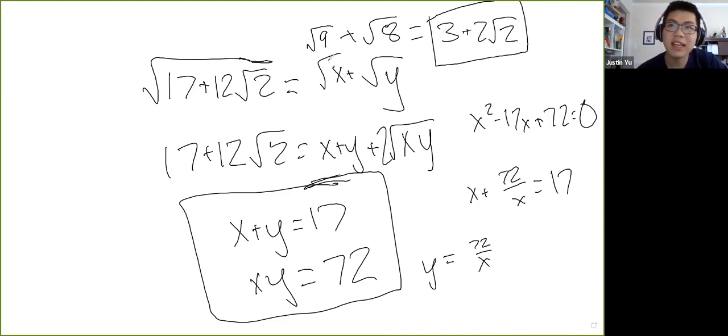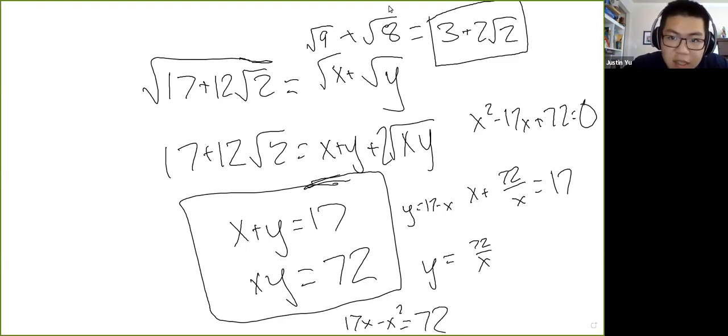I could also do y equals 17 minus x. Great comments. Yeah, there's another substitution that we could do. Y equals 17 minus x. And then we plug that into here. We get 17x minus x squared equals 72. And that's cool. All right, so that's enough review for now. Let's get to a problem.